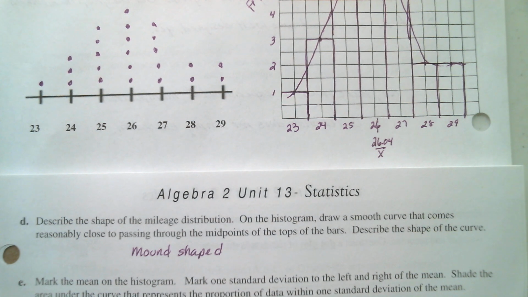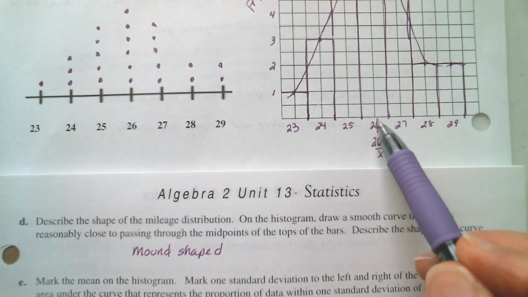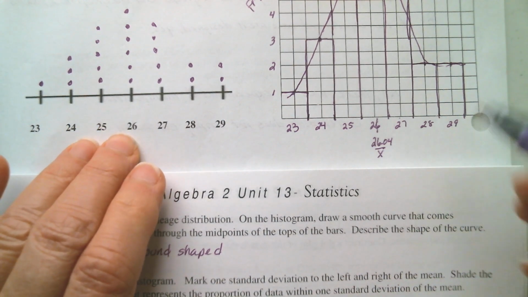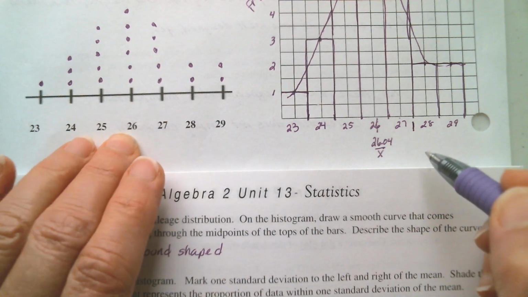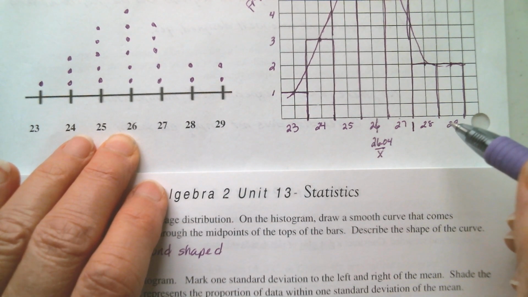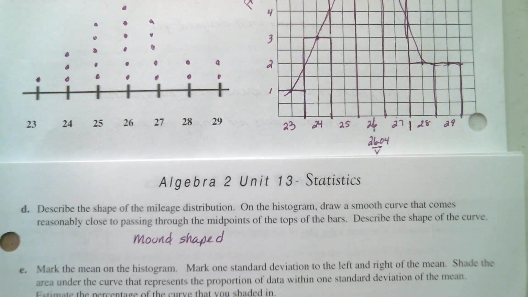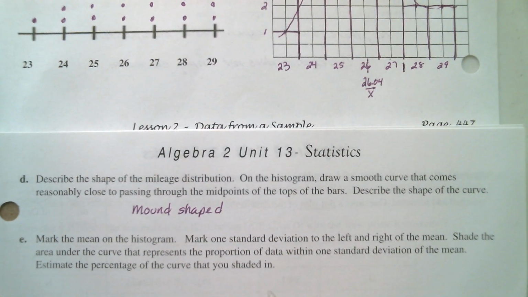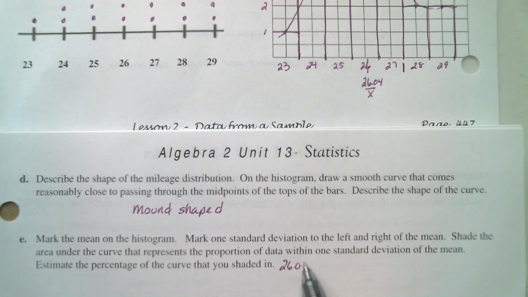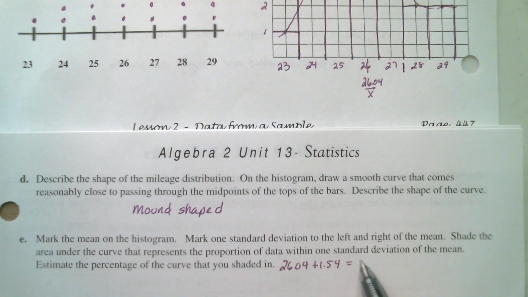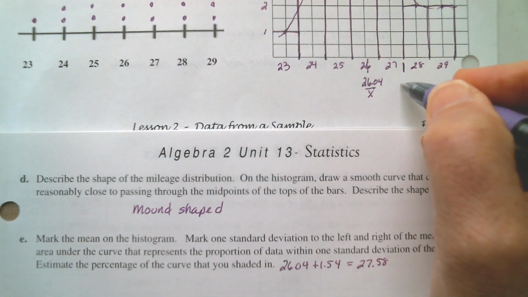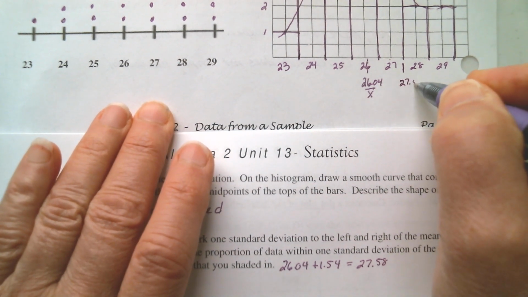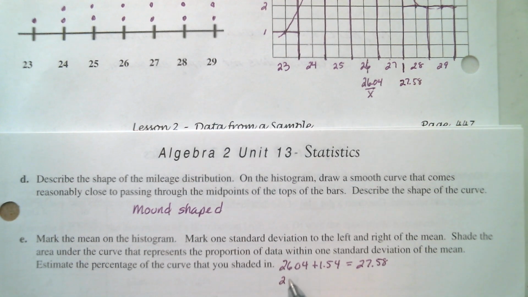Mark one standard deviation to the left and to the right of the mean. Well, one standard deviation is almost 1.5. So 26 to 27 would be 1.5 more, would be about here. 26.04, let me put this on paper too, if I can move this up. So I want the mean plus one standard deviation. And then one standard deviation to the right.